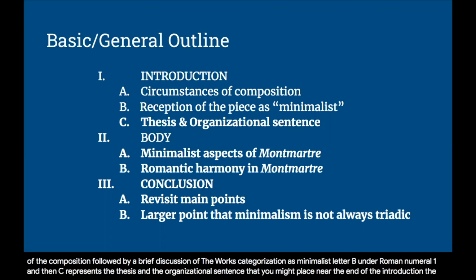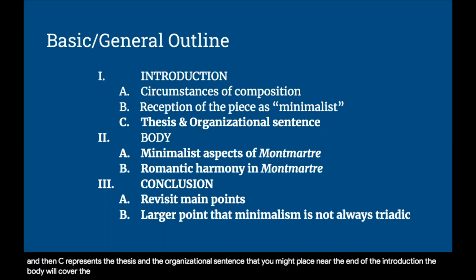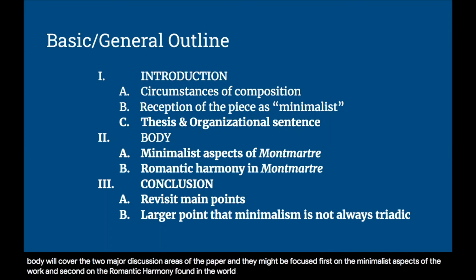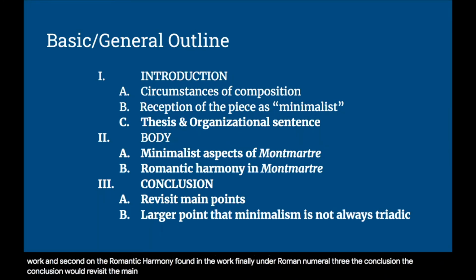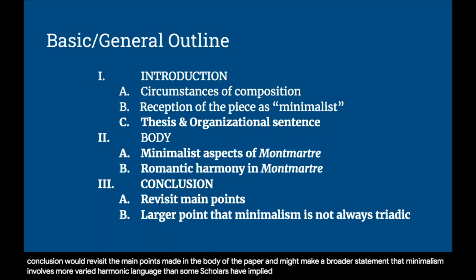The body will cover the 2 major discussion areas of the paper, and they might be focused first on the minimalist aspects of the work, and second on the romantic harmony found in the work. Finally, under Roman numeral 3, the conclusion would revisit the main points made in the body of the paper and might make a broader statement that minimalism involves more varied harmonic language than some scholars have implied.